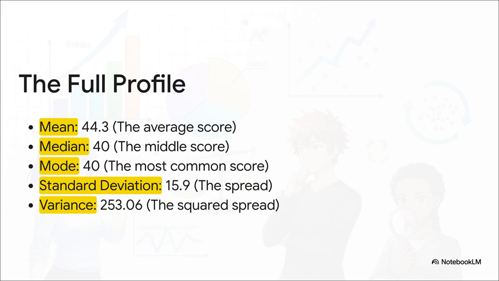The typical score is hanging out right around 40, since that's both the middle score and the most common score. The average, our mean, is a little higher at 44.3, which tells us that a couple of those higher scores are pulling the average up a bit. And that standard deviation of almost 16, that tells us the scores were pretty spread out. See, it's not just a random list anymore. It's a real profile of how this class performed.